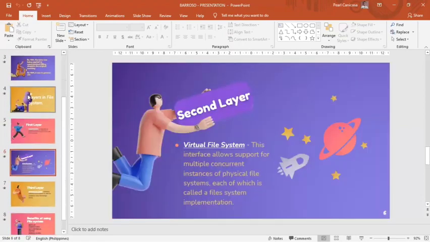So the second layer is the virtual file system. This interface allows support for multiple concurrent instances of physical file systems, each of which is called a file system implementation. This is a second, optional layer. The virtual file system serves as an abstraction layer that gives applications access to different types of file systems and local and network storage devices. Next page po.